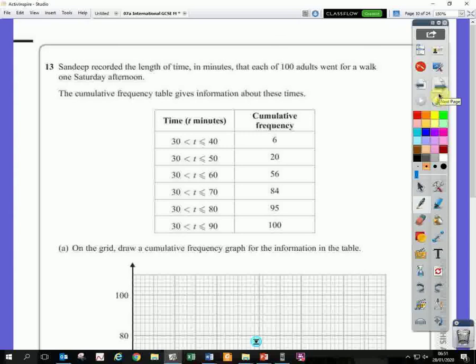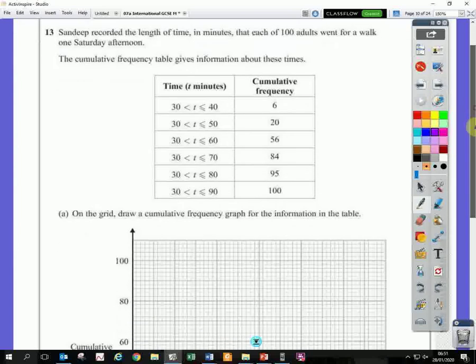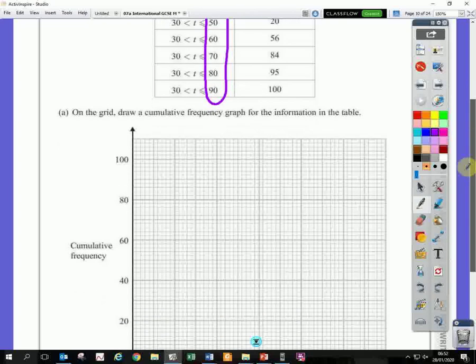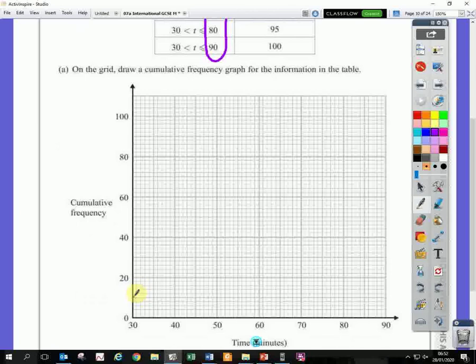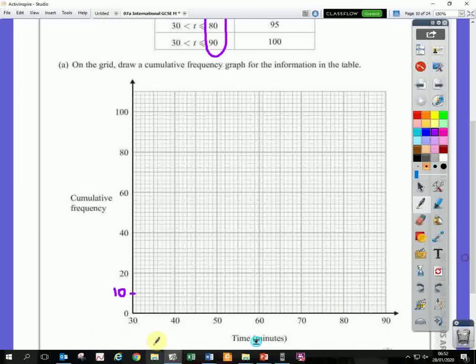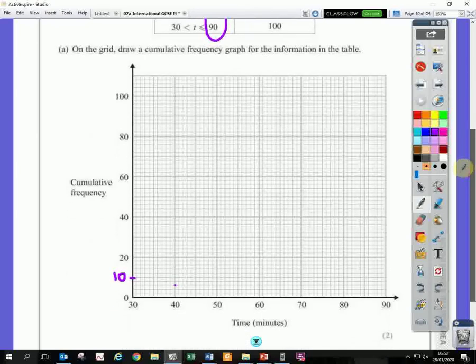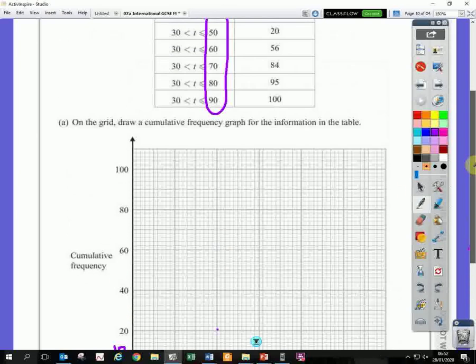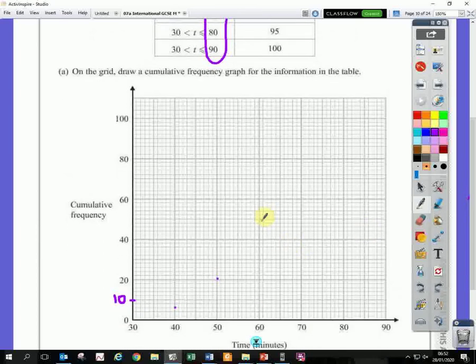Next. You have a cumulative frequency curve here. Cumulative frequency is plotted at the upper bound. So we're going to try and plot these points. Have a look at the scale carefully. I'll mark in the middle, that's 10. So 5 squares for 10. 10 divided by 5 is 2. Each square is worth 2, so 40 goes up to 6. You're allowed to be half a square out maximum. 50 goes up to 20. 60, 56.